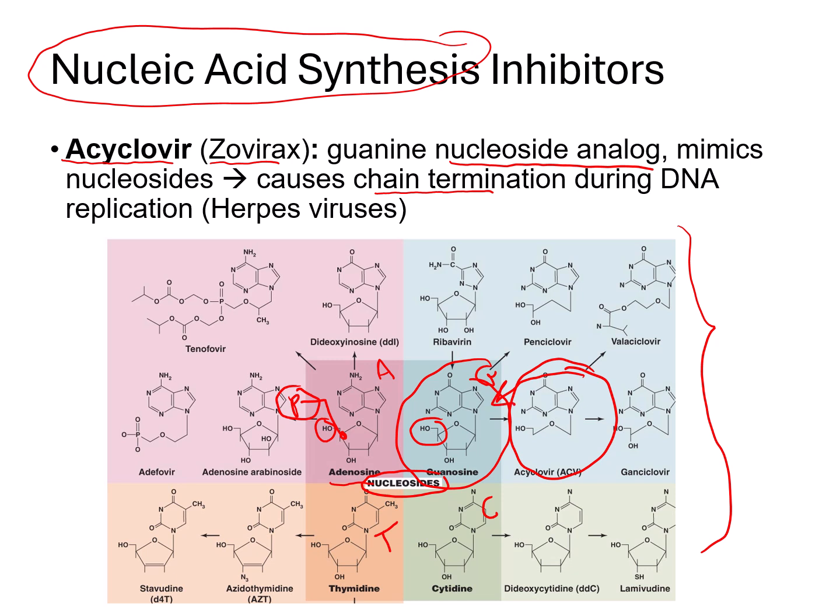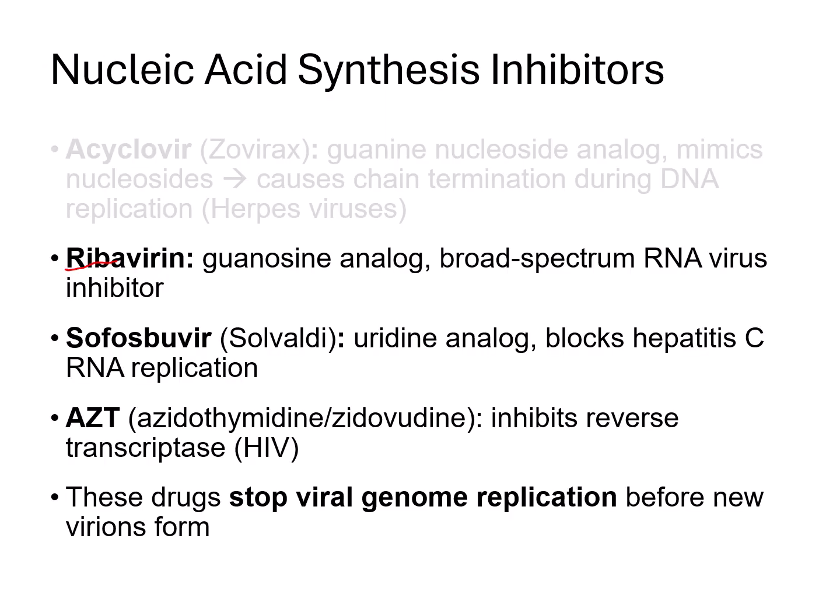So when the virus is trying to replicate its DNA, instead of putting down the guanine or guanosine, it might accidentally put down the drug, acyclovir. If it does that, that stops the synthesis of DNA, and so the virus is not able to successfully replicate itself. This one, for instance, is used to treat herpes viruses. We also have ribavirin, which is similar. It's also a nucleoside analog, but this one is used to treat or attack RNA viruses.